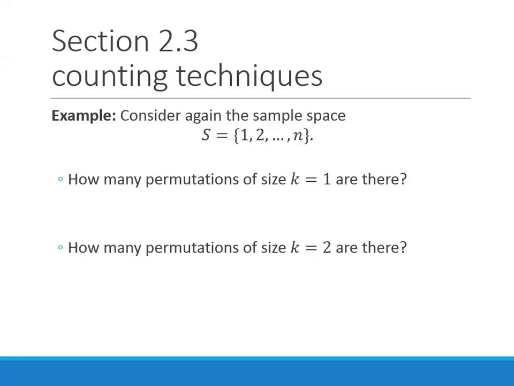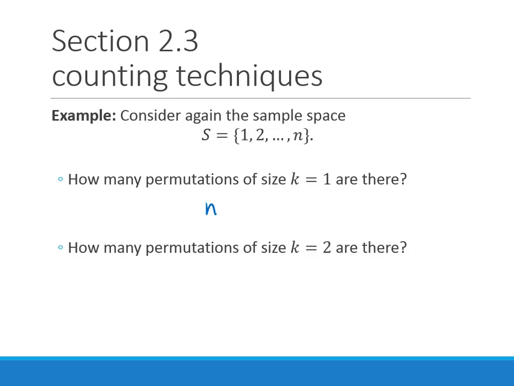Okay, so consider again our sample space here, a simple example so far. How many permutations of size 1 are there? If I have n different objects and I want to take subsets of just 1 from them, how many of those do I have? N, right. So I have n total objects in my sample space there. That's pretty straightforward. How about of size 2?